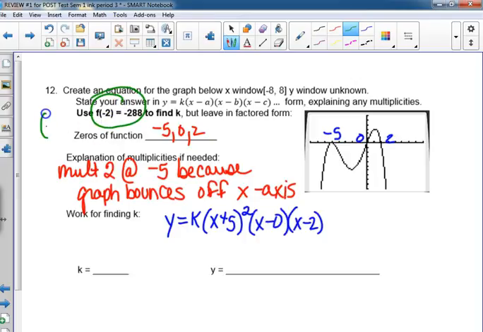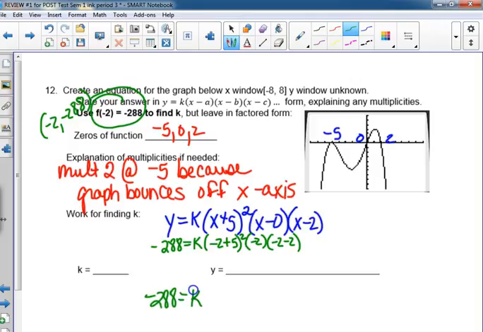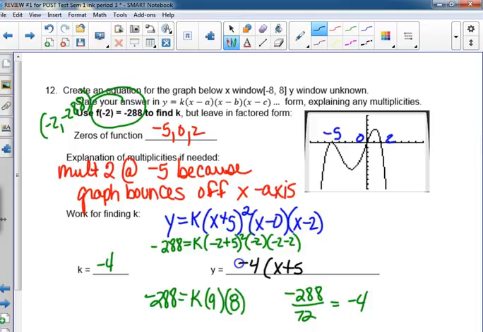You have this ordered pair up here, negative 2, negative 288. So y is negative 288 when x is negative 2. Okay, so we'd have negative 288 equals k times, that would be 3 squared is 9. Does that seem right? This will be negative 4, and this will be negative 2, 8. Anybody getting 72 on that side? Negative 288 divided by 72 is negative 4. Is that right or not? So k is negative 4, and our final answer is negative 4 times x plus 5, quantity squared.